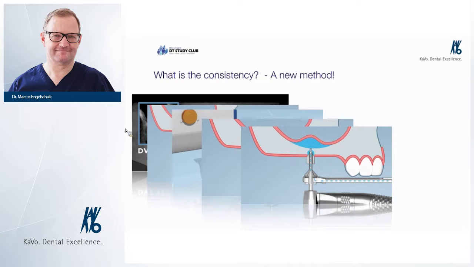Well, a second look into the literature is risk factors of membrane perforation. This is very interesting. I will show you some articles now, because it's very interesting for us to know. The presence of sinus septa and residual bone height less than 3.5 millimeters are the main risk factors.